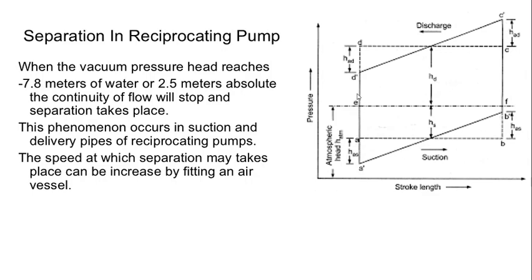Similarly, in delivery stroke, the possibility of separation is more at the end of the delivery stroke, because at the start of the delivery stroke, the pressure will be more than the pressure head at the end of the delivery stroke. So we cannot operate a pump beyond a certain speed, which will create separation. So in this lecture, we will discuss how to find the maximum speed of a reciprocating pump.